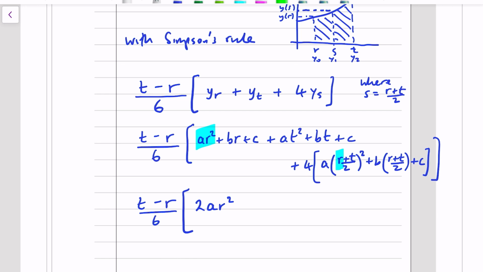Probably the same with the t squareds. We've got a t squared term there. We've got another t squared term in there. It's t squared over 4 times by 4 is at squared. Yep, so 2at squared. And then the linear terms. Let's look at the br term. There's another br term there, which is a half, but it's times by 4. So it's 2br, so it's 3br in total.